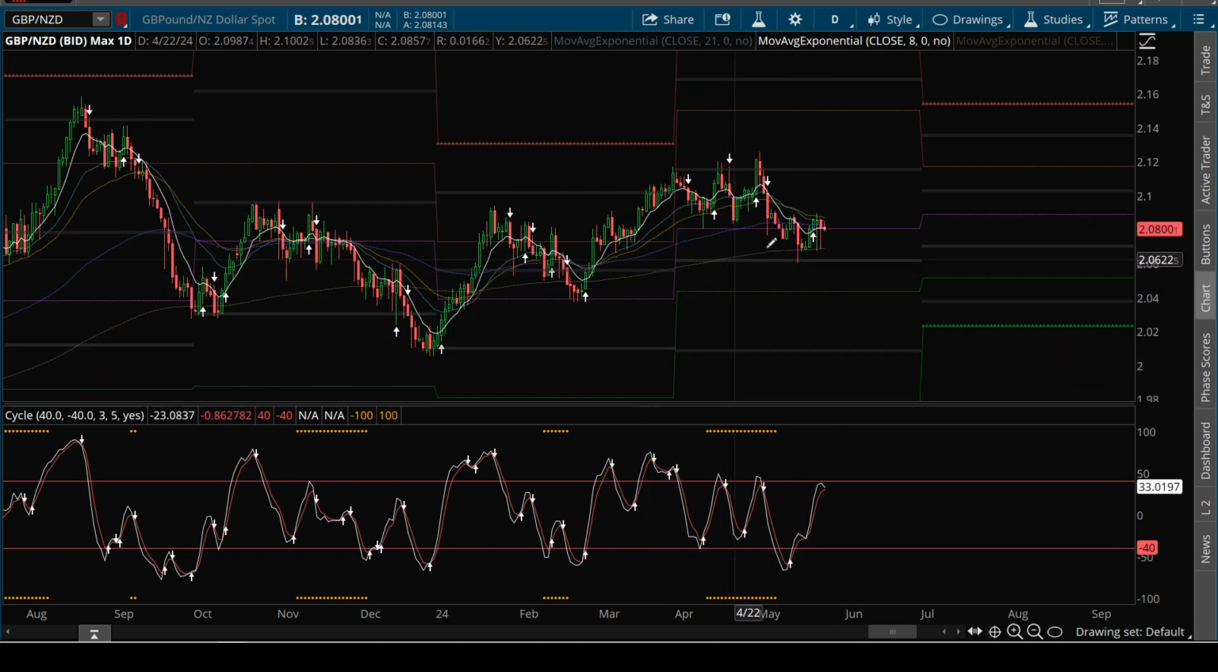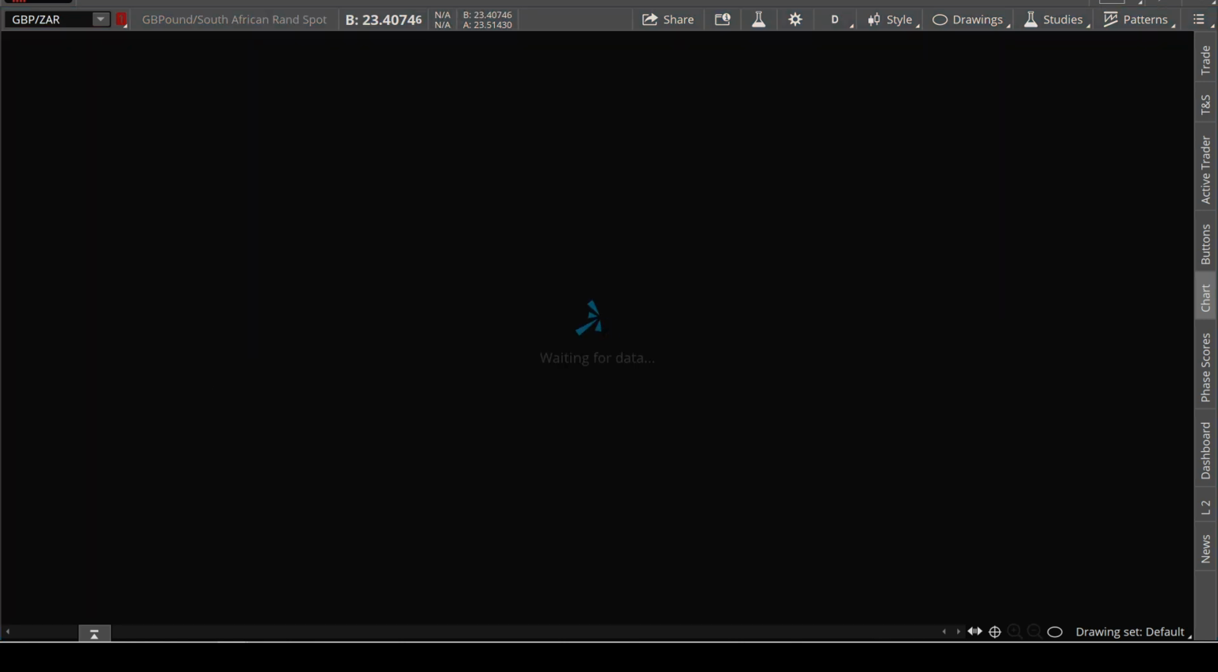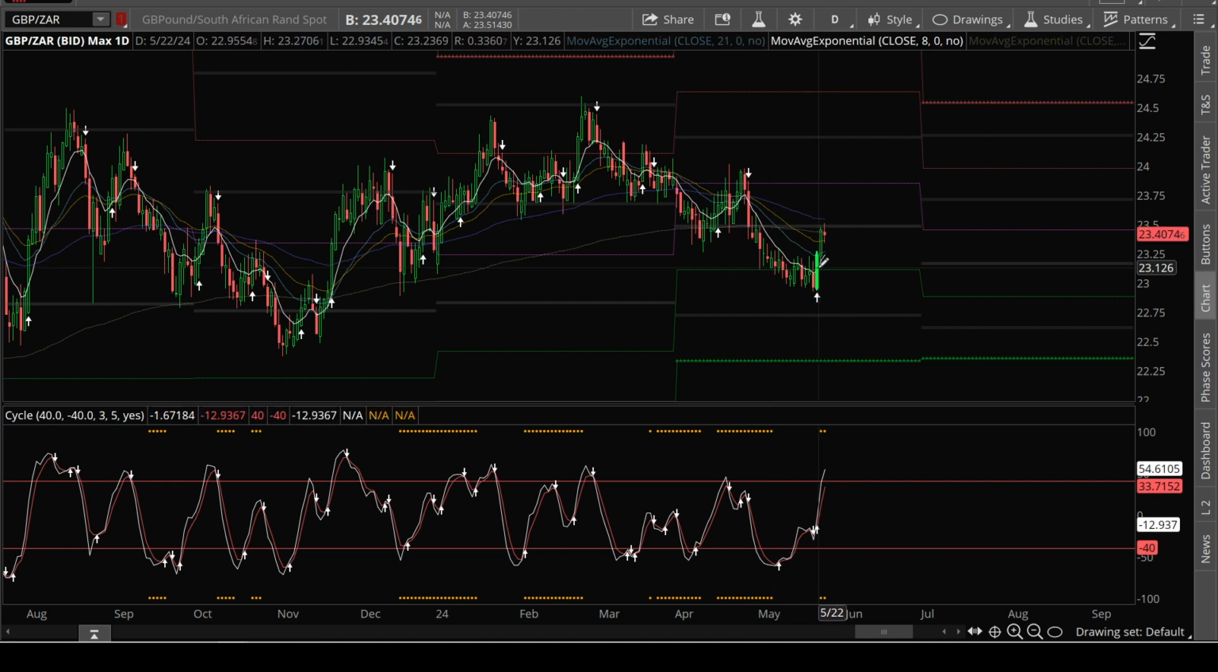Your higher time frames are oversold, bouncing off a key EMA, bullish. You've got a 200B right now. Give it room. It could play around and go. Pound ZAR, same thing as Euro ZAR. You're looking for buys all the way.